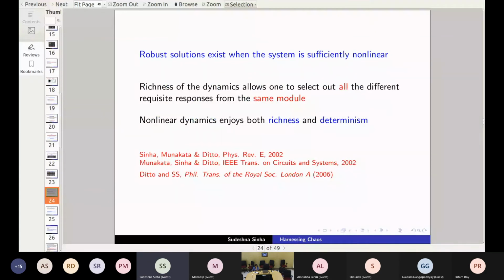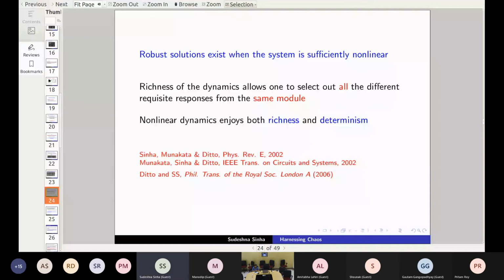And now this is, I think, the bottom line. Robust solutions exist only when a system is sufficiently nonlinear. So you just cannot satisfy these equations unless you have a sufficiently nonlinear system. And often sufficiently nonlinear systems are chaotic. So a way to easily understand it is that the richness of the dynamics allows you actually to select out these different responses from the same module. And nonlinear dynamics has the richness, which you saw, and it also has the determinism. So you can do the calculation backwards and set the right thresholds.